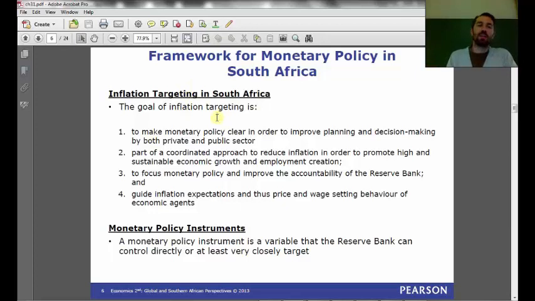Cool. So what are the goals then of inflation targeting? We want to make monetary policy clear in order to improve planning and decision making in both the private and public sector. It's part of a coordinated approach to reduce inflation in order to promote high and sustainable growth as well as create employment. It's also something that's used to focus monetary policy and to improve the accountability of the Reserve Bank, and it's used to guide inflation expectations and thus price and wage setting behavior.